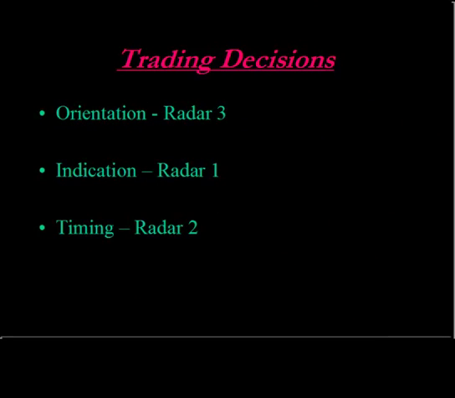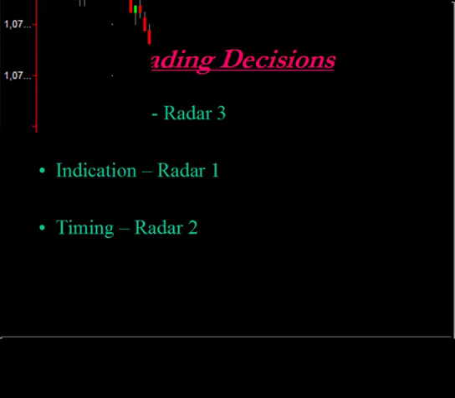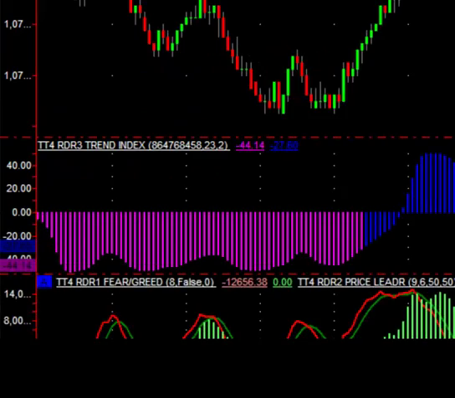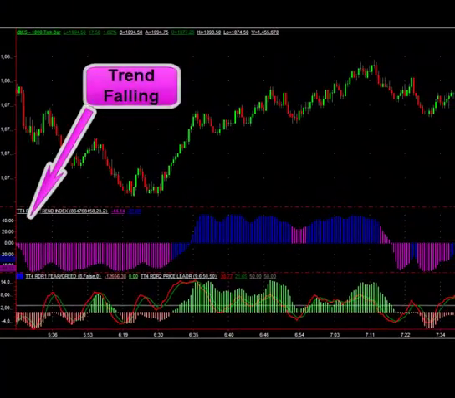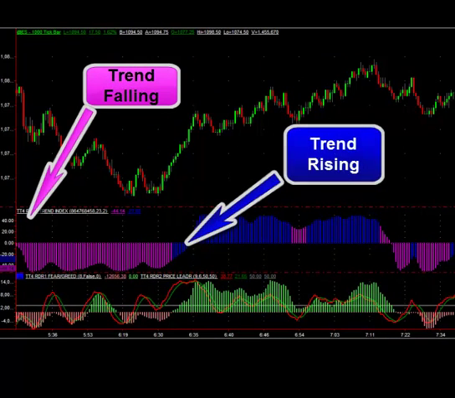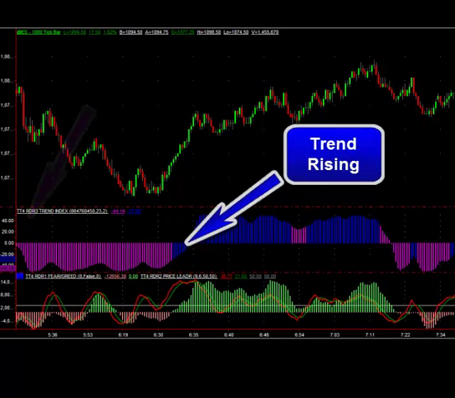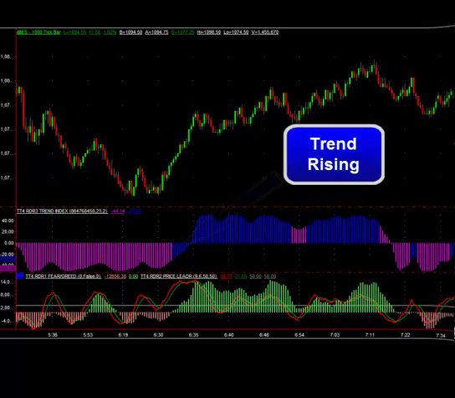Most trading decisions are based on three basic principles: orientation, indication, and timing. And the Arps radar tools address each of these like a well-synchronized machine. The Arps Trend Index is of great service in monitoring the strength and orientation of the trend and showing when opportunities to enter or exit may be arising.